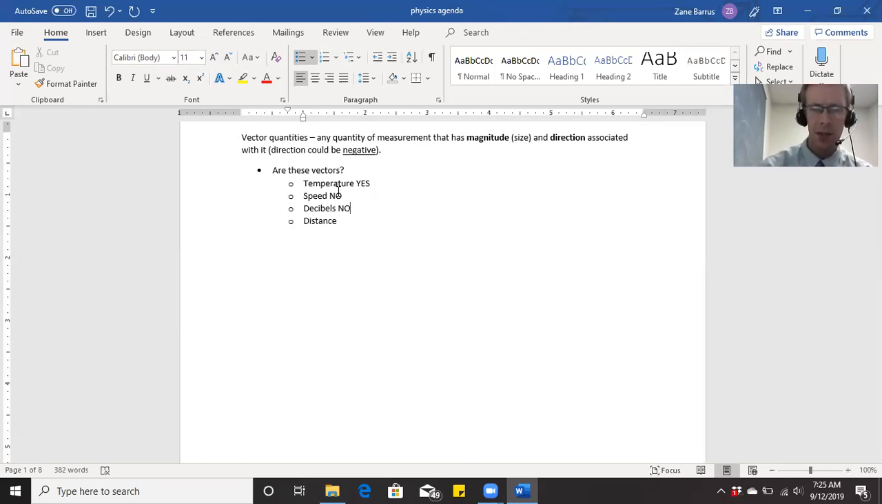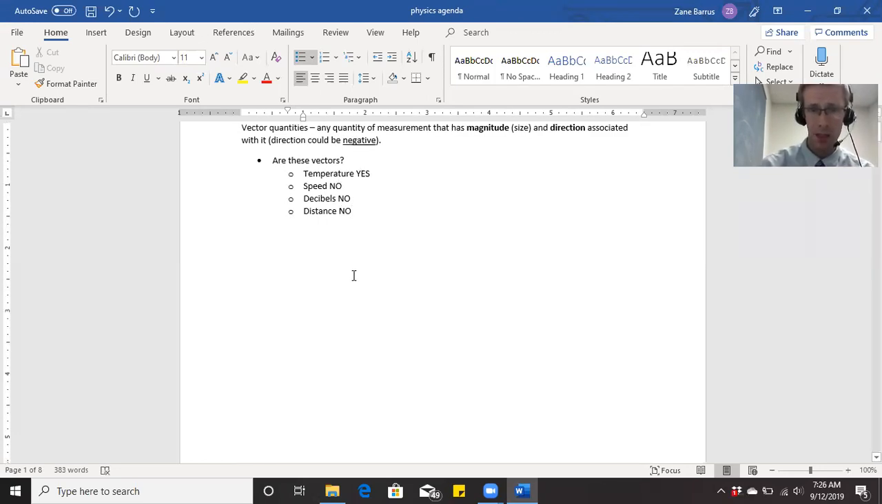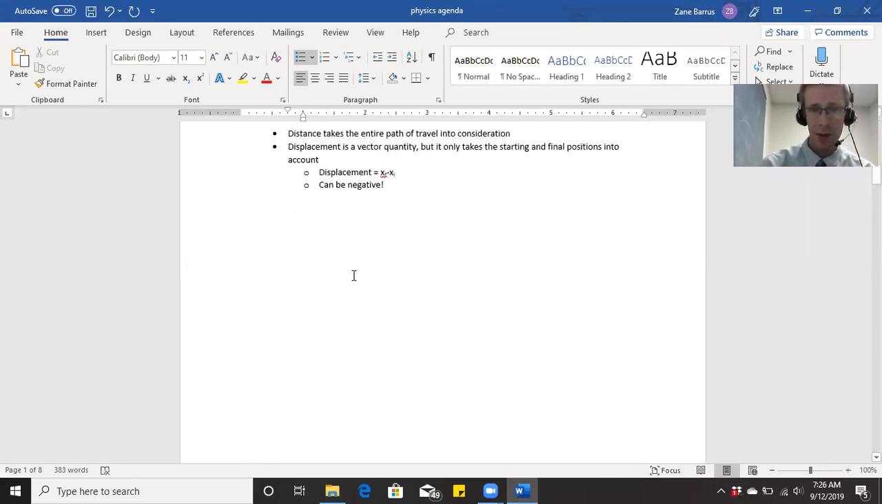Distances, so if I measure the distance from here to the wall behind me, that's probably a distance of maybe 8 feet, okay? So size is definitely there, magnitude is there, but direction is not really there because distances are always measured with positive quantities. So I wouldn't say that the wall is negative 8 feet from me. That doesn't make sense. Okay, so distance does not have direction, so we'd say no.